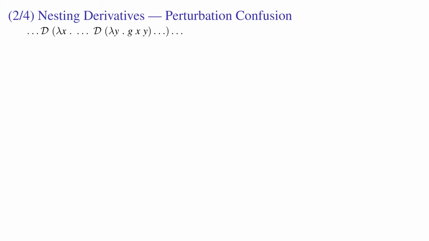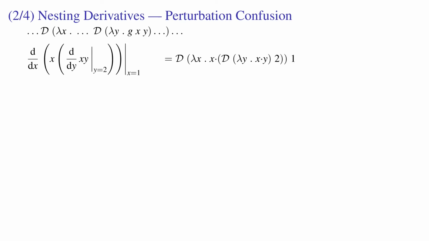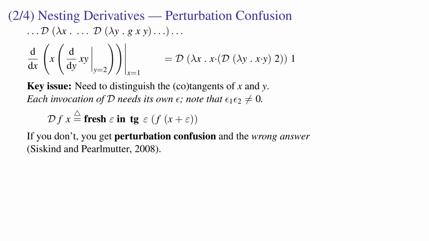Here's some simple nesting. D takes a derivative at a point. On the left here is conventional mathematical notation for nested derivative. Notice how much nicer the functional notation on the right is. Regular calculus is better with lambda calculus, right? Look at the definition of D. Now there's this fresh thing that there wasn't before. That means we get a fresh epsilon every time we invoke D, so that nested invocations have different epsilon tags, and so their tangents don't collide. That's critical to getting the right answer.